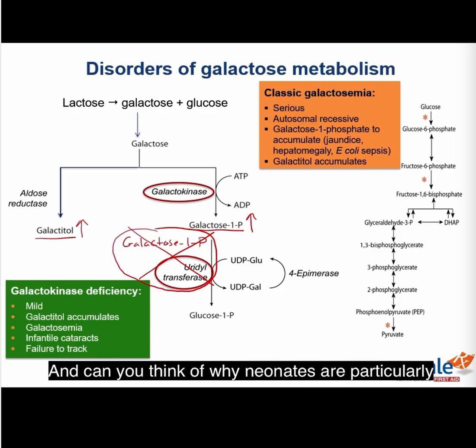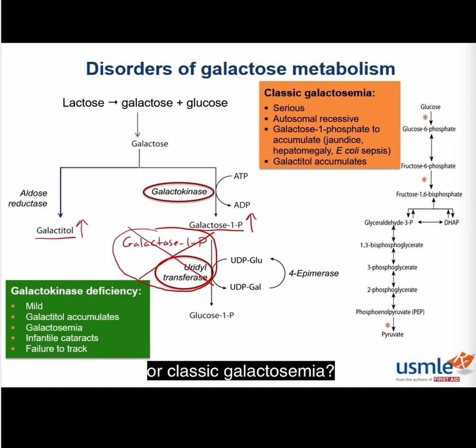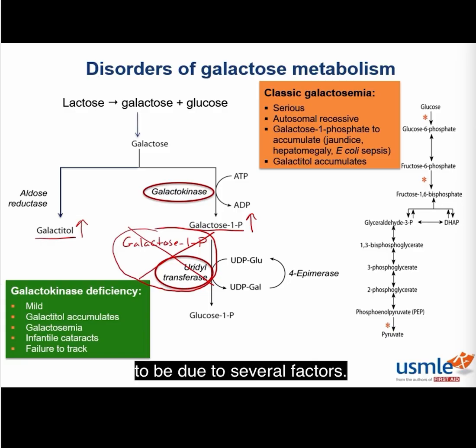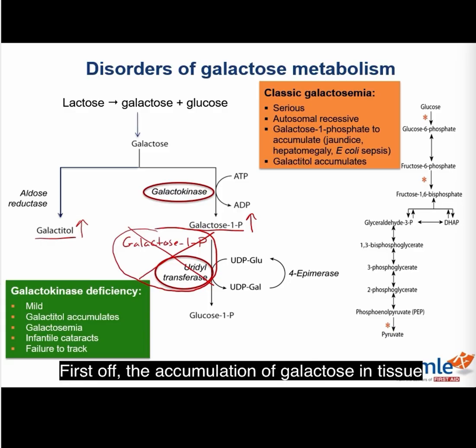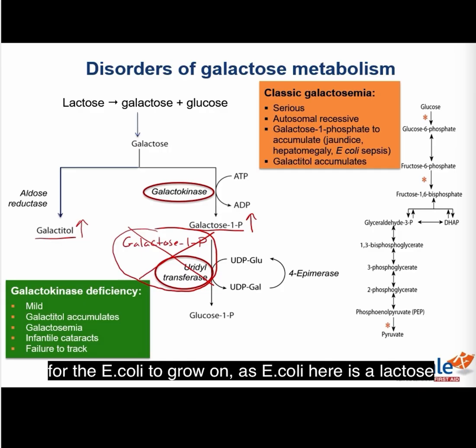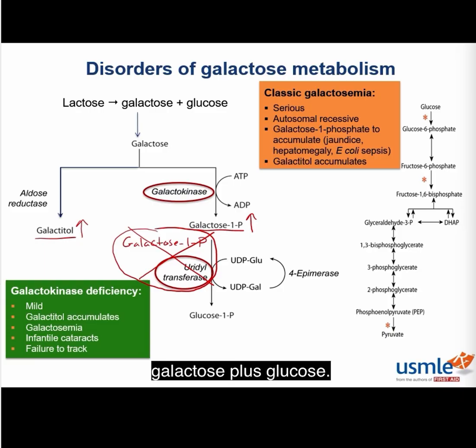And can you think of why neonates are particularly susceptible to sepsis secondary to E. coli and galactose 1-phosphate uridyl-transferase deficiency, or classic galactosemia? Well, the exact mechanism here is unknown, but it's felt to be due to several factors. First off, the accumulation of galactose in tissue, as well as in the blood, leads to a dysfunctional immune system. Also, the extra galactose provides a substrate for the E. coli to grow on, as E. coli here is a lactose fermenter, and remember that lactose is just galactose plus glucose.